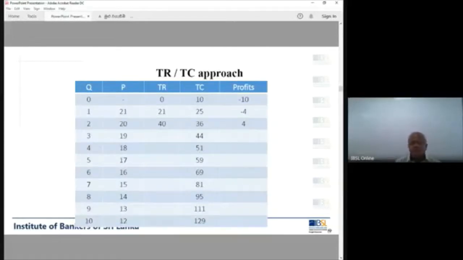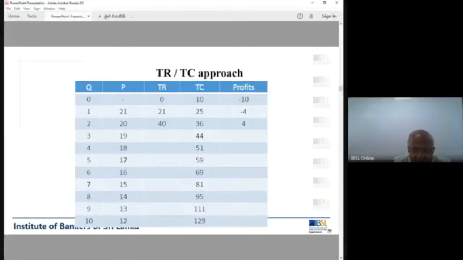Okay, TR-TC. Complete the table. What is TR? Price into Q. TR is P into Q: 21 into 1 is 21, 20 into 2 is 40, 19 into 3, like that. Can you calculate? The total cost is given. The difference, TR minus TC, is the profit. Complete the TR column and the profit column. Quickly do that.